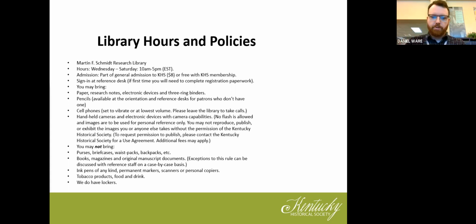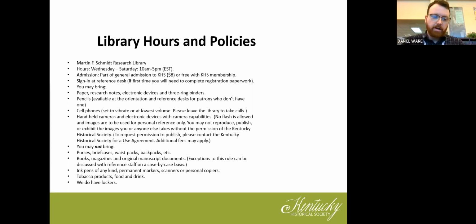Cell phones, you can have them in here, but we suggest having them on vibrate or the lowest volume. If you need to make a call, please step outside temporarily. Handheld cameras and electronic devices with camera capabilities, you can use those as long as you're not doing flash photography. The images you take would be for your personal reference only, or your own genealogy, not to make money off of it. You may not reproduce, publish, or exhibit the images you or anyone else takes without the permission of the Kentucky Historical Society. If you did need to publish anything, you would contact us and fill out a form.